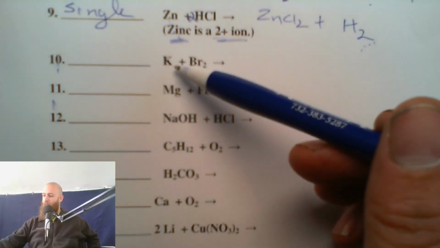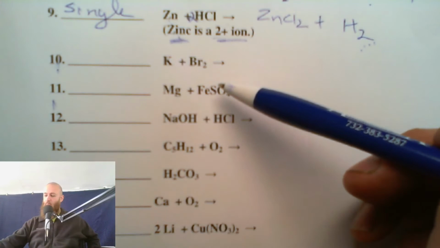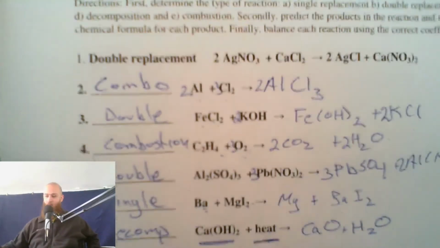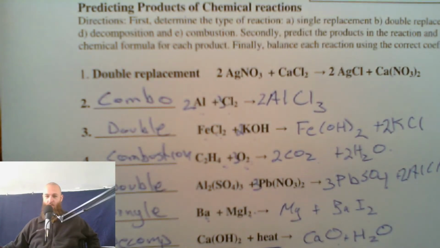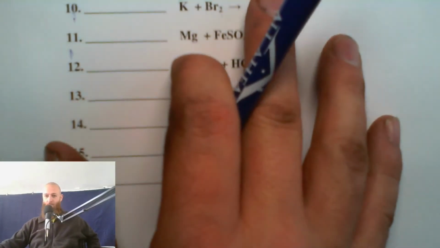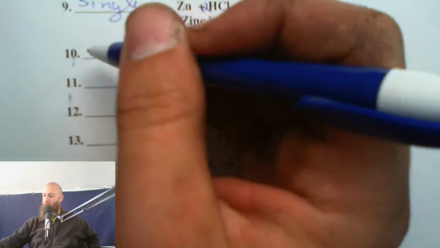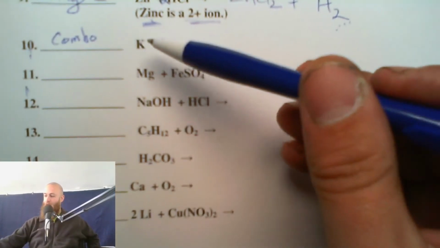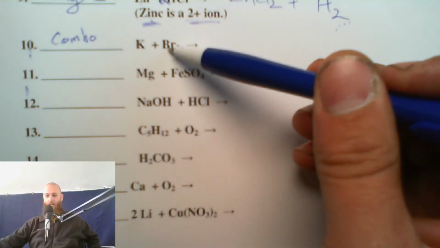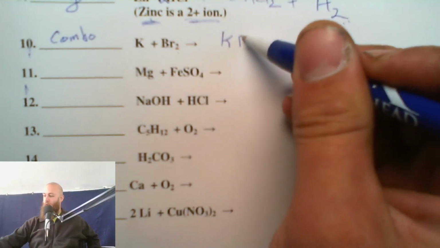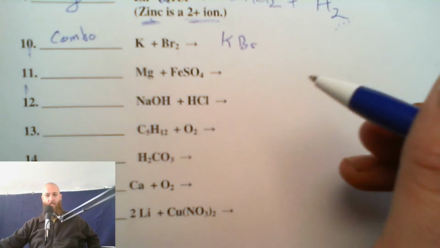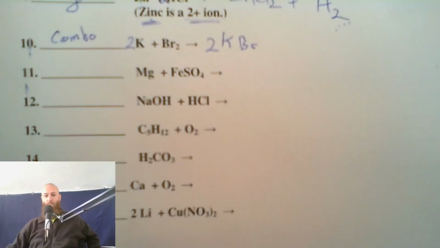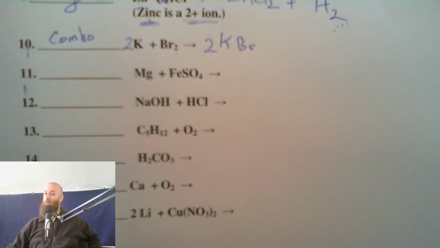Number 10 is definitely a combo because you have a metal and a diatomic. That's like number 2 that we did earlier, right? A metal and a diatomic. So number 10 is definitely a combo, okay? Now potassium and bromine are going to get together, so you have to do the crisscross. It's a +1 and a -1, so 1 of each, and then you balance like so. All right? That was an easier one, okay?